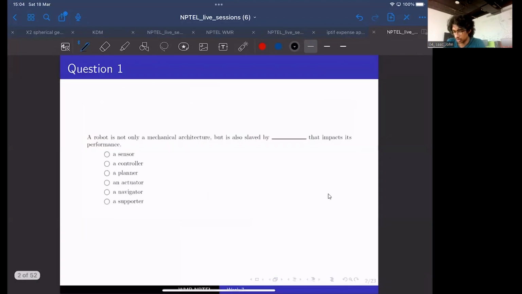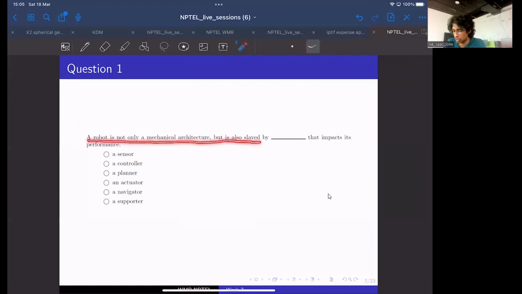So here goes. Question 1 asks: a robot is not only a mechanical architecture, but is also slaved by dash that impacts its performance. It's a fairly straightforward question. The keyword to look for is slaved by something that impacts its performance.